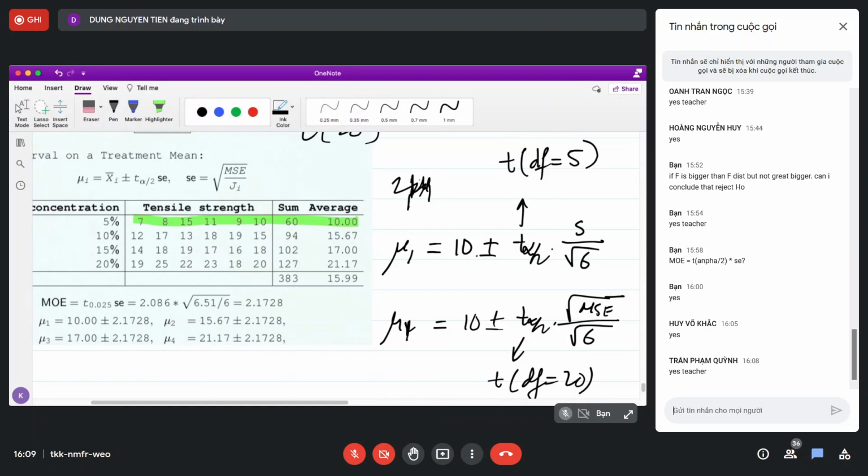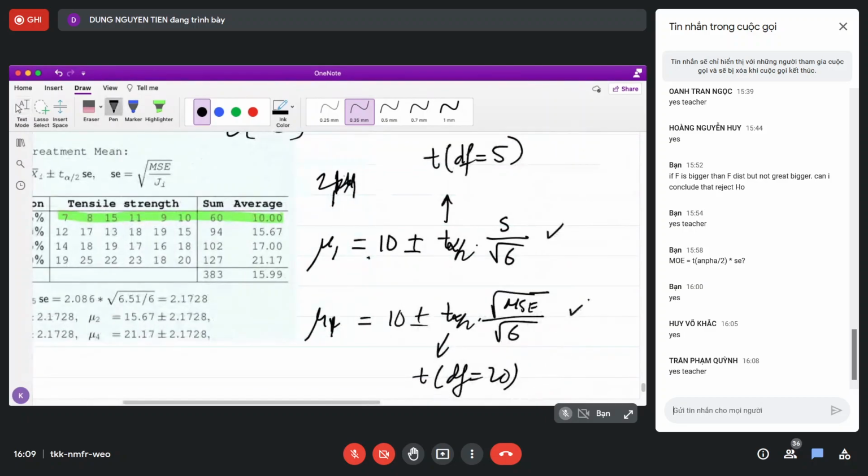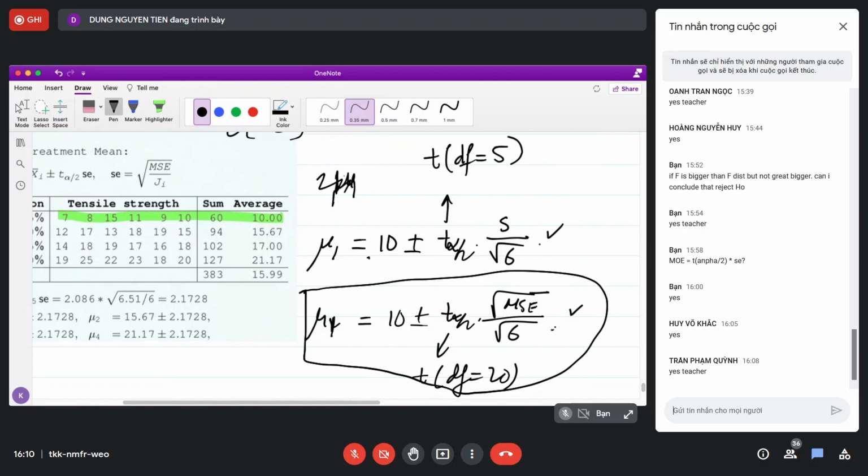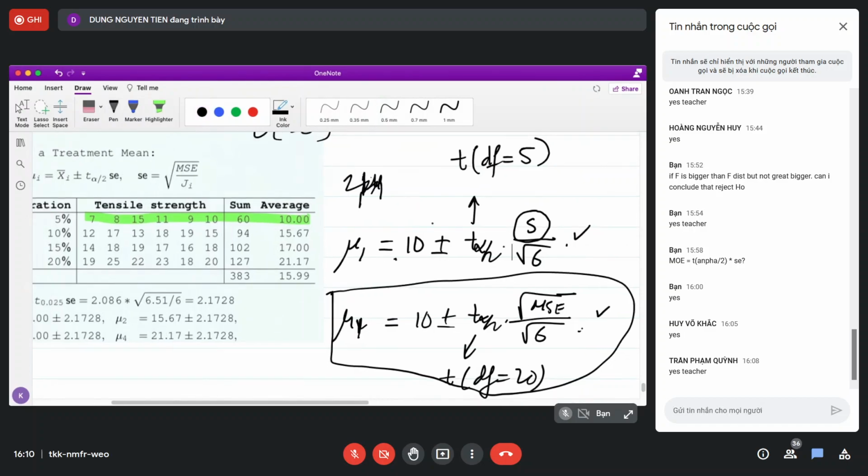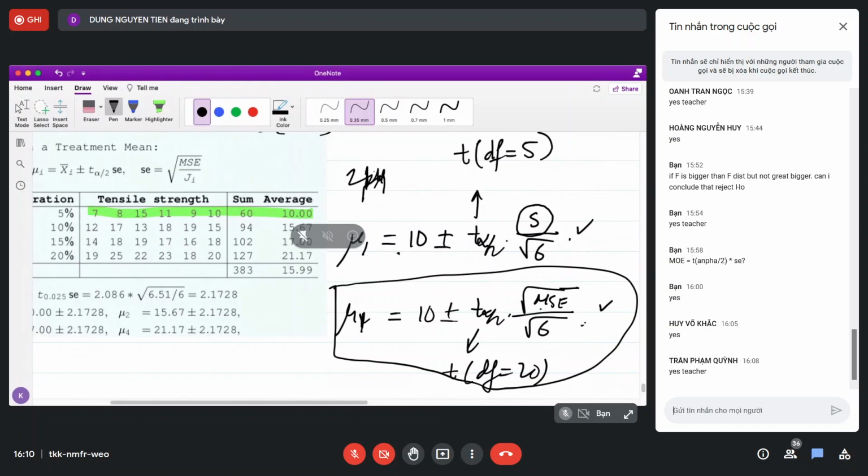Actually, yes, you can use both of them. Both of them are okay, but the second one is better because in the first group, you try to approximate the standard deviation, but in that case, you only use 6 observations, right? In the second expression, we use more than that.